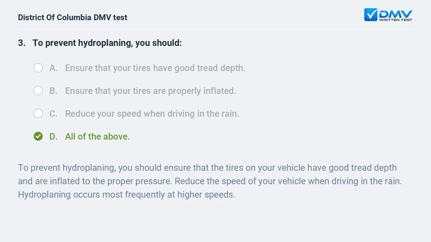To prevent hydroplaning, you should ensure that the tires on your vehicle have good tread depth and are inflated to the proper pressure. Reduce the speed of your vehicle when driving in the rain. Hydroplaning occurs most frequently at higher speeds.